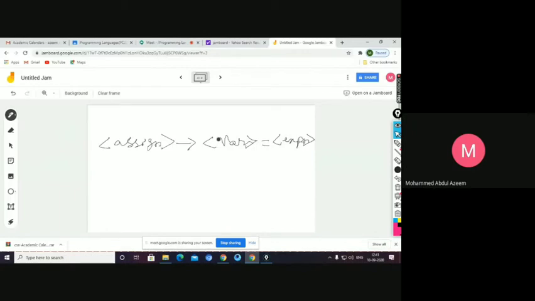One example sentence whose syntactic structure is described by the rule is total equal to sub 1 plus sub 2.